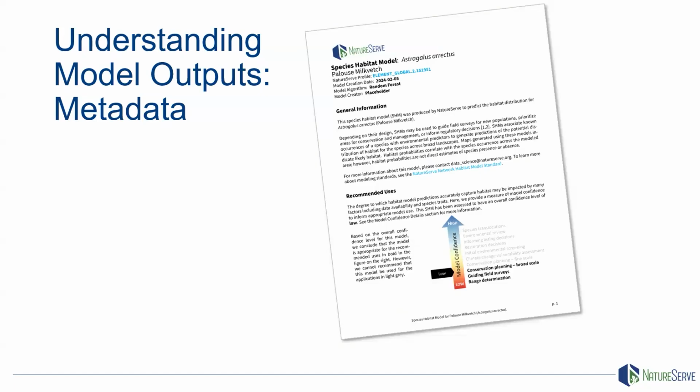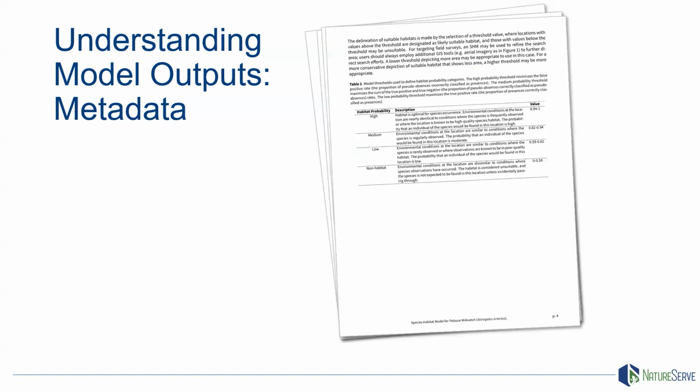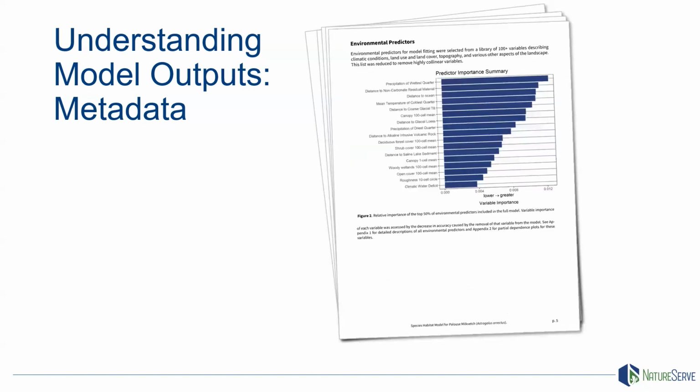The metadata for species habitat models gives details about model inputs and model performance. This includes an overview of the model confidence and recommended uses. It includes information on the data used to train the model and details on the thresholds used to define the model categories. The metadata provides information on which environmental predictors contributed most to the prediction.